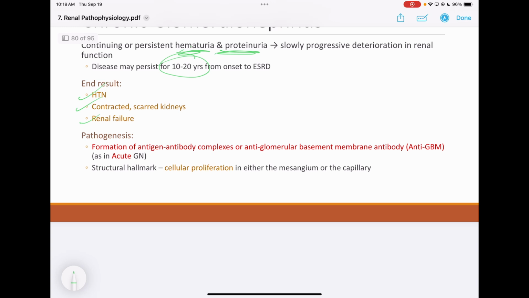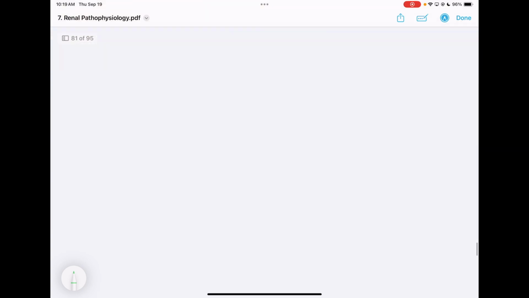So what's going on here? Again, antigen-antibody complexes, or it's that anti-GBM, where these immune complexes attack the glomerular basement membrane, as in the acute form. The structural hallmark for chronic is cellular proliferation, either in the mesangium or in the capillaries.